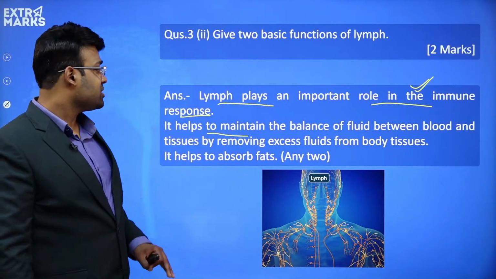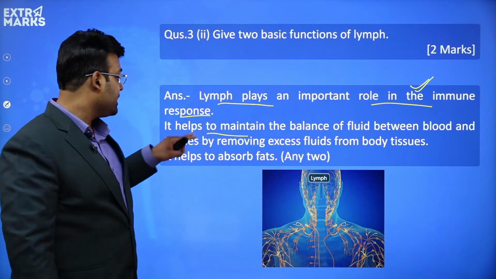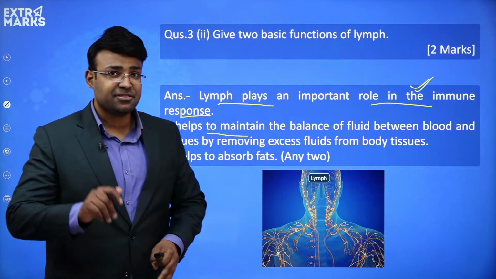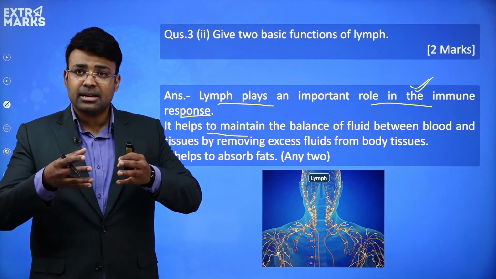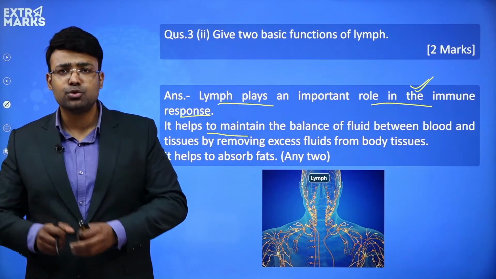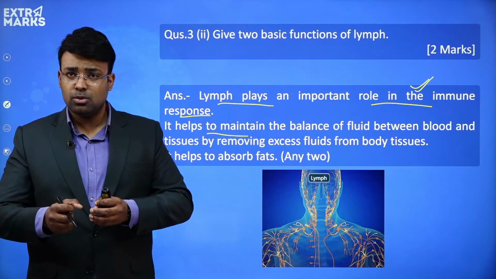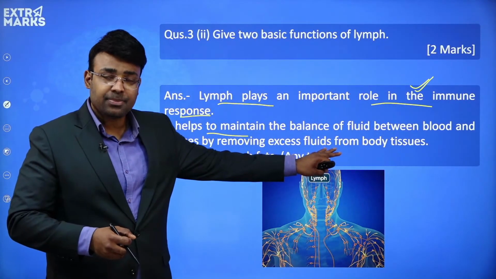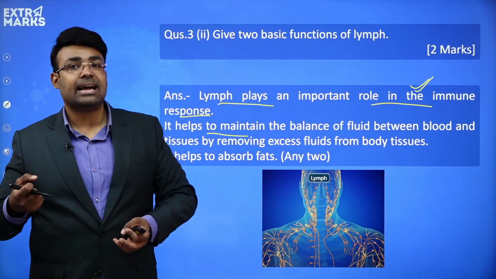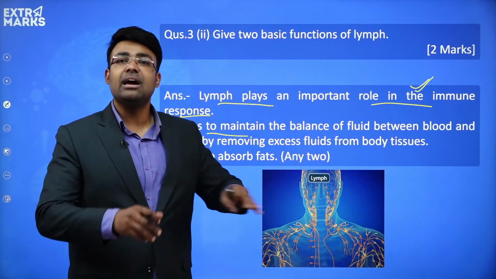It is a part of the immune system, and it also helps in maintaining the balance of fluid between the blood and the tissue by removing excess fluid from the body tissues. As I have just said, when the blood goes through the capillaries, some of the plasma oozes into the body tissues. So the lymph capillaries present near the tissues help in the removal of the excess fluid, so that the body should not have lymph accumulation.